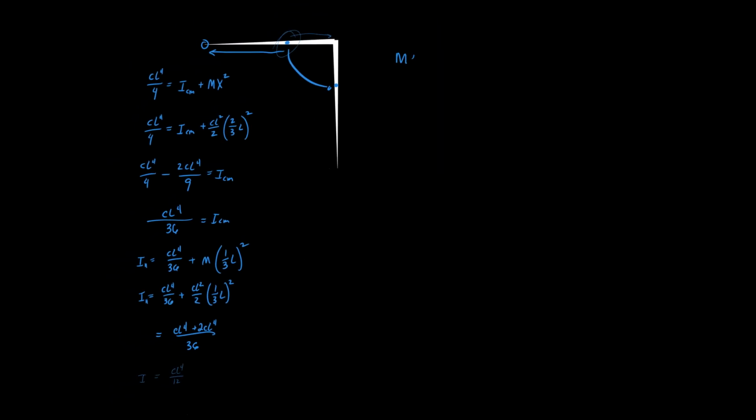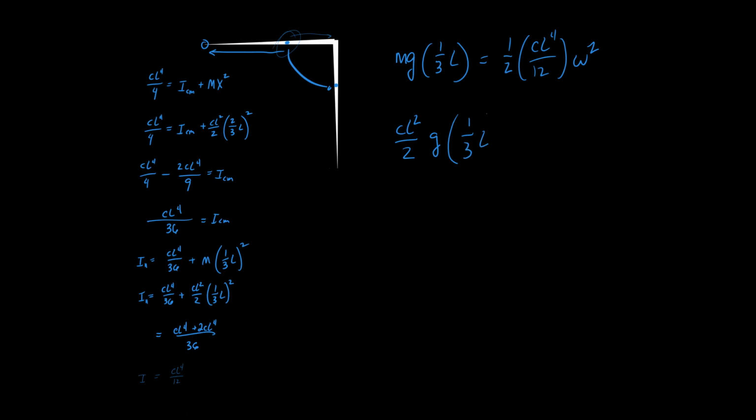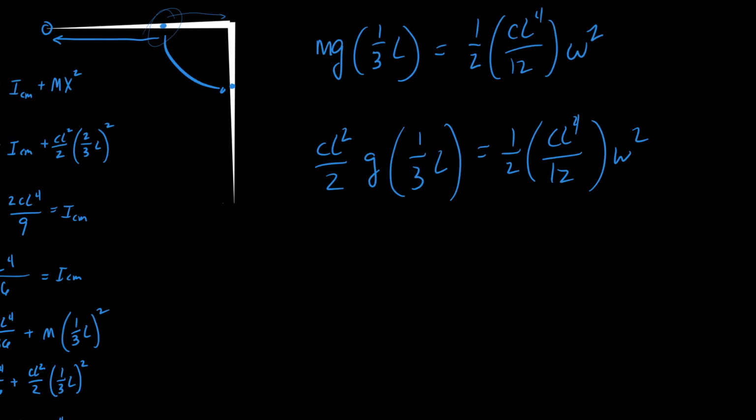I'll have mg, can't believe you're making me do all of this, equals 1/2 I, CL to the 4th over 12, omega squared. But I can't use m. CL squared over 2g times 1/3 L equals, oh my God, mind-numbingly dull, 1/2 CL to the 4th over 12 omega squared. Now this is just algebra some more.